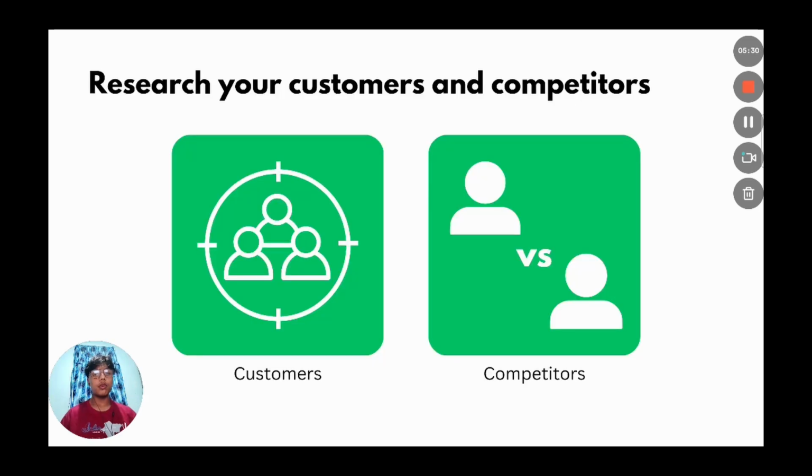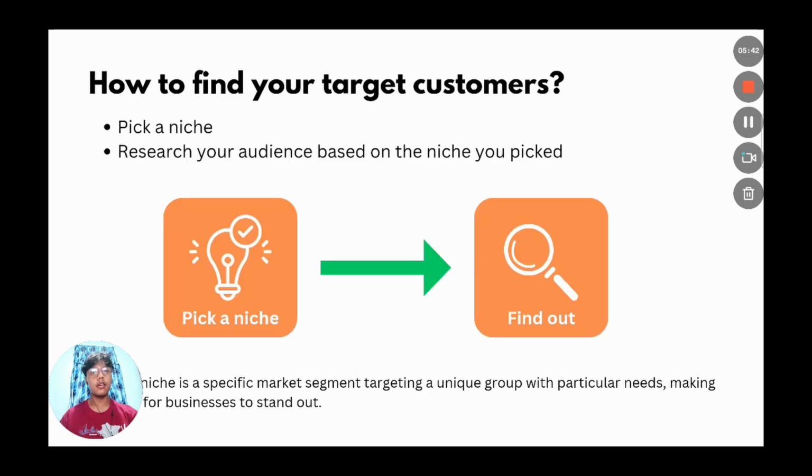Now that we've learned about how you can design your brand, the next thing that we need to know is how you can find your customers and how you can use your competition to your advantage. The first step to finding your customers is to pick a niche. A niche is a specific market segment targeting a unique group with particular needs. After you've picked your niche, it is important that you research your audience based on the niche that you pick.